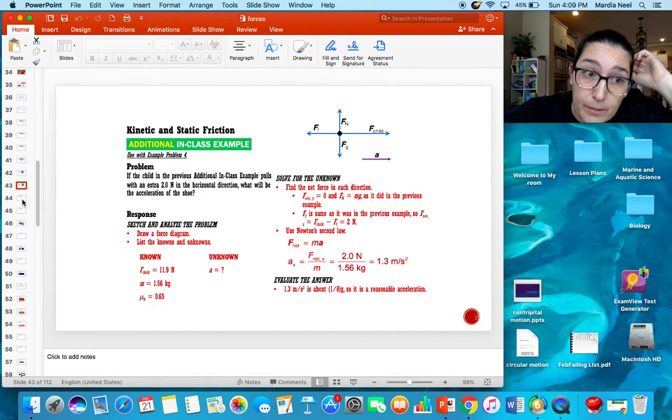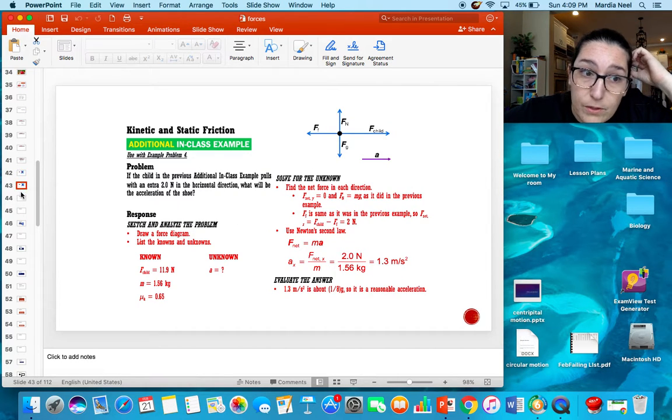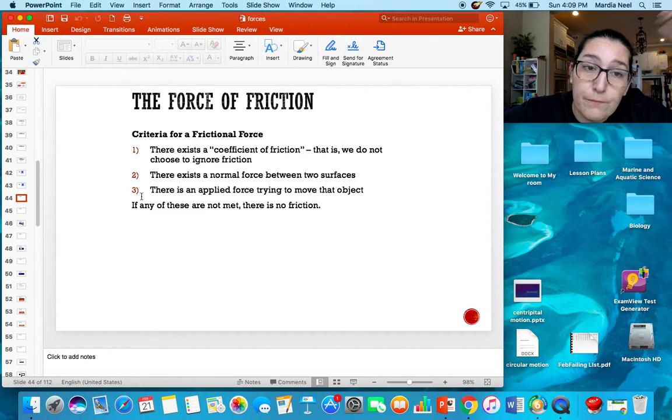All right, from here on out, I'm going to let you work through this PowerPoint yourself. There's two practice problems that you can work through. The force of friction. So in order to have a frictional force, we have to have a coefficient of friction. Meaning, up until now, every problem I've given you has said disregarding friction or disregarding air resistance. Now we have to have that coefficient of friction.